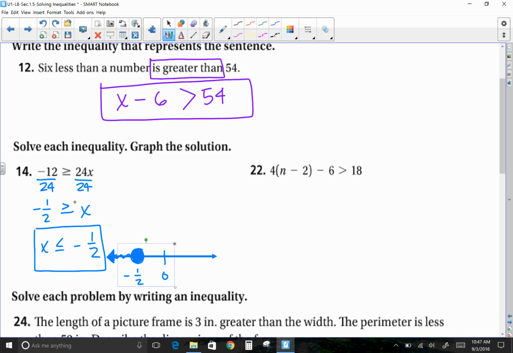And so, again, you can leave it like this. Just know that if the variable's on that side, you got to shade the opposite way that it's pointing. So, again, just a quick review.